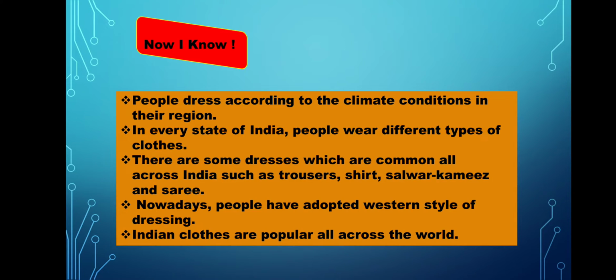For example, when it is winter, we wear woolen clothes. In summer days, we wear cotton clothes. And we have read in the tabular form that in different states of India, people wear different types of clothes. There are some dresses which are common all across India, such as trousers, shirts, salwar kameez and saree, and also dhoti kurta. These are very common.